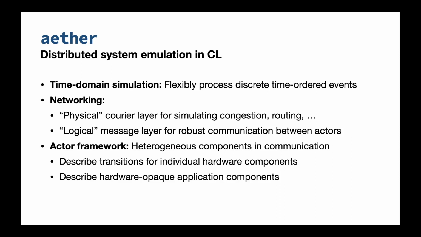The next thing that we wanted on top of that was some kind of networking layer that allows the kind of simulation that we were talking about on the previous slide. So aether provides two kinds of networking layers. There's a physical layer constructed out of these things that we call couriers that are responsible for the actual transmission of packets from one network interface to another. And so this is the layer where you can expect to find things like congestion or different routing algorithms or delivery latency encoded.